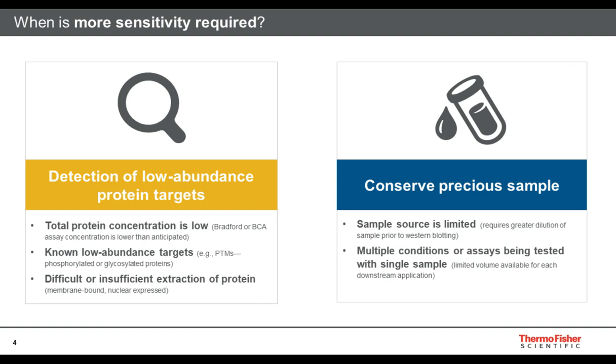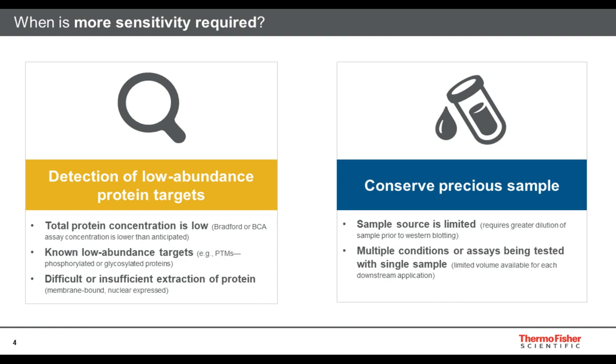Membrane-bound or nuclear expressed proteins may be more sticky or stubborn during extraction and result in lower abundant targets in a Western blot. The other reason for sensitivity is in order to preserve precious sample.